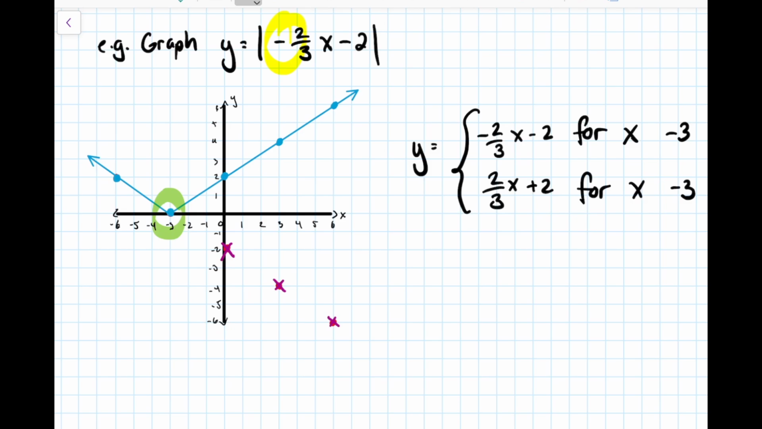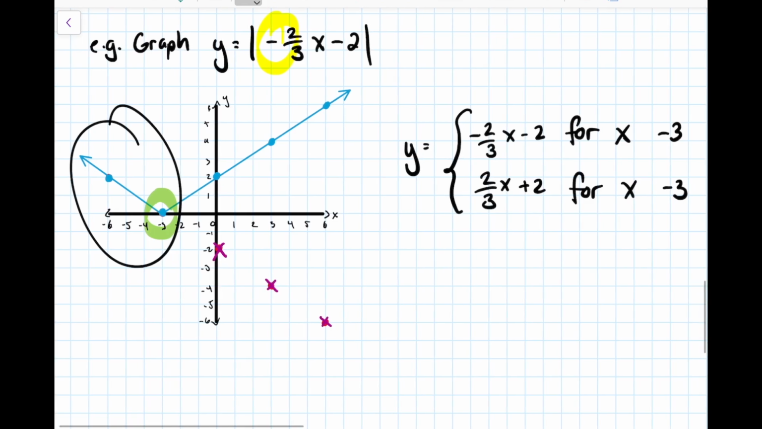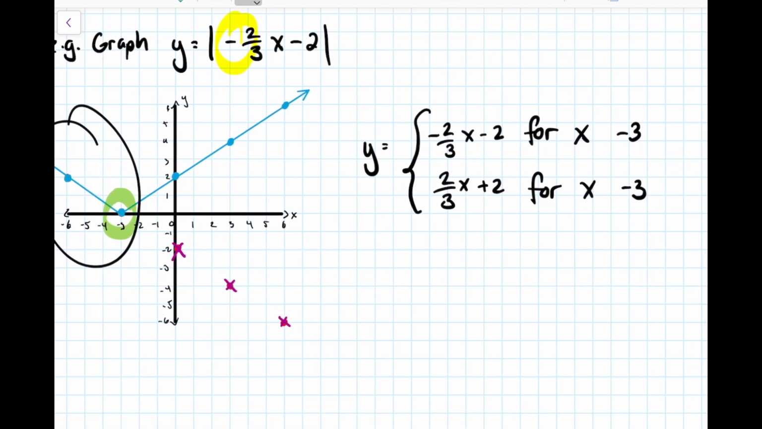So the unflipped portion is over here on the left. This part hasn't flipped, and that is when x is less than negative 3. So our original unflipped equation is for x less than or equal to negative 3. The flipped equation is for x greater than negative 3. And so there we are. That's graphing absolute values for linear functions.